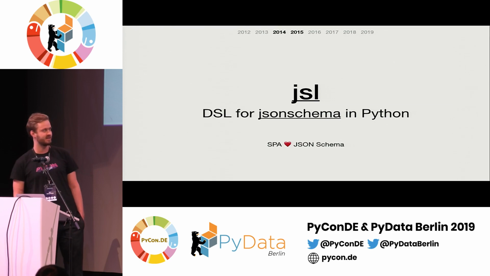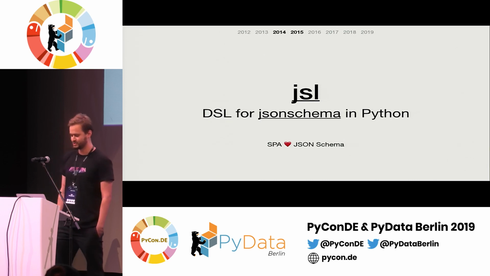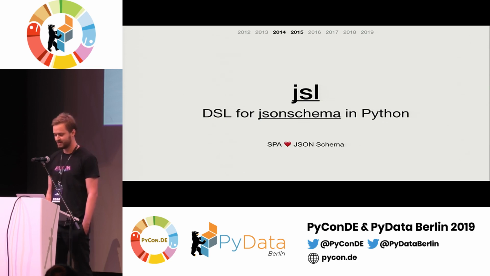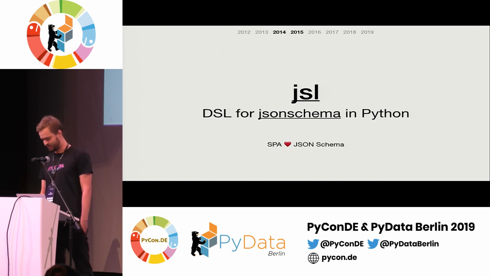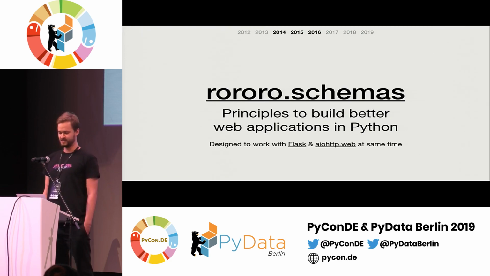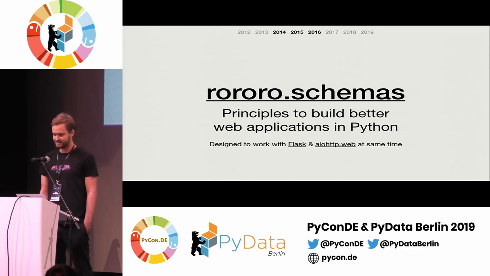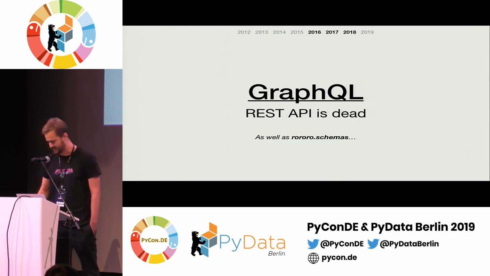Then in a few years, JSON schema enters the stage, and DSL happens. DSL is a DSL for JSON schema in Python. And SPA loves JSON schema, so I created rororo.schemas. These are the principles to build better web applications in Python, and it is designed to work with any web framework you use. And I was happy about it, but suddenly the world ended.